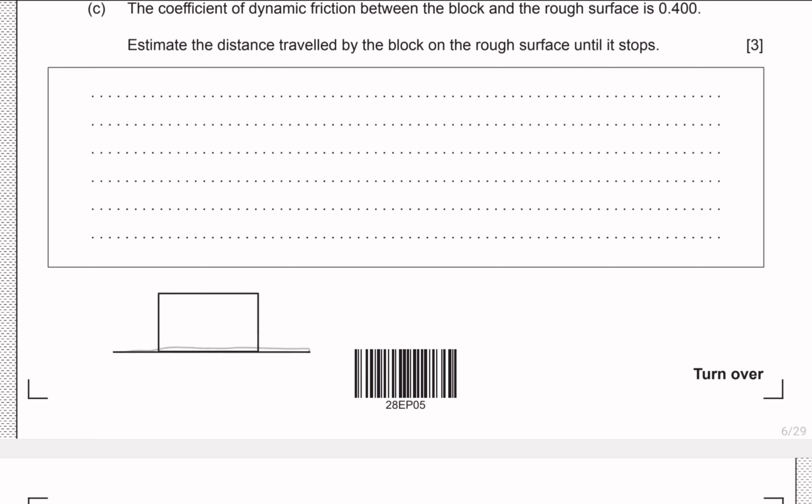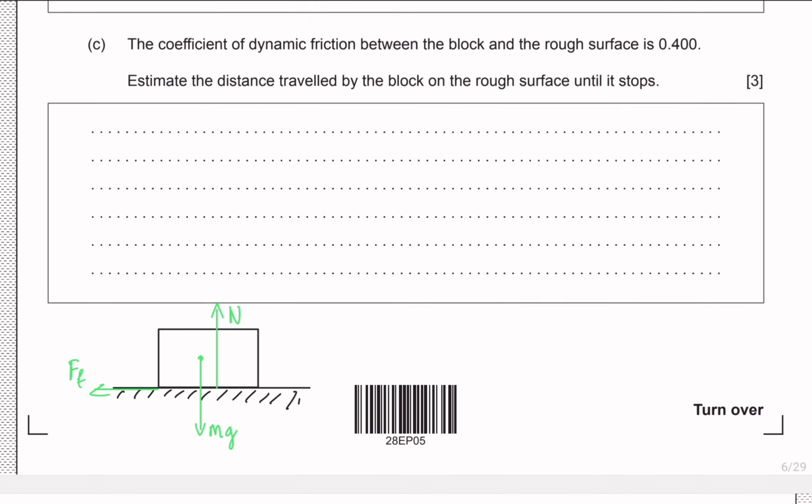So this is the block, this is the floor, and then there's the gravitational force acting on it as always, mg, and then we also have a frictional force on the rough surface, as that is what's going to slow it down. Technically you should draw it on the surface like this, but yes. And then we also have the normal force. So these are the forces that we have to work with here, and so we need to calculate the magnitude of this frictional force first, and then we can calculate the distance that it will travel.